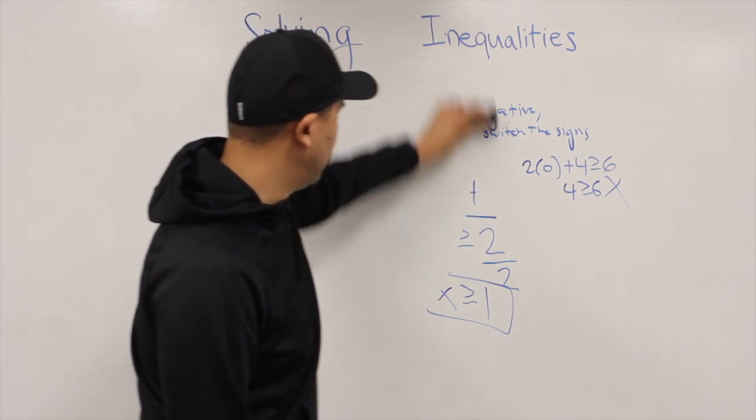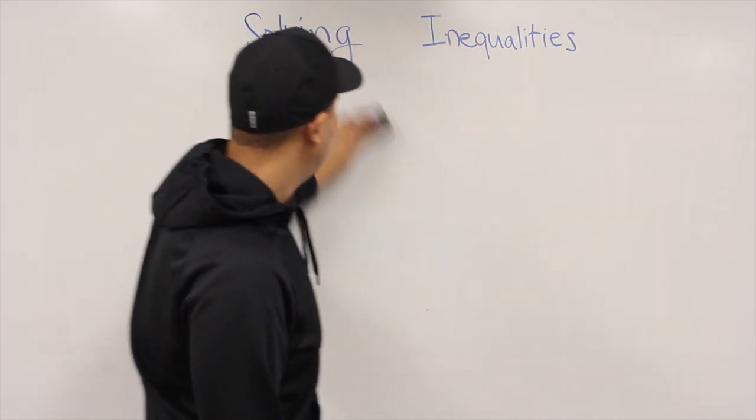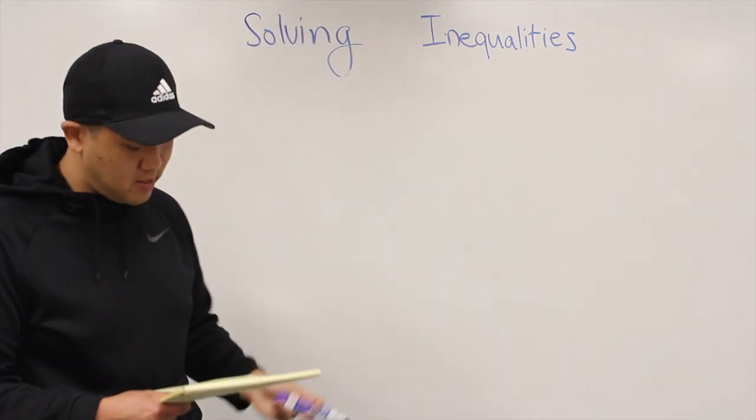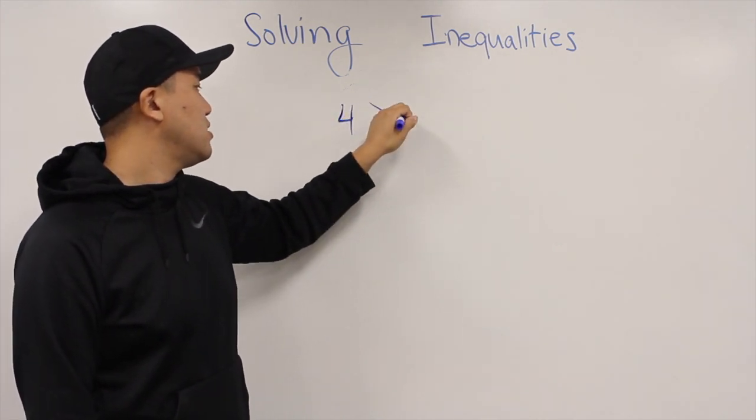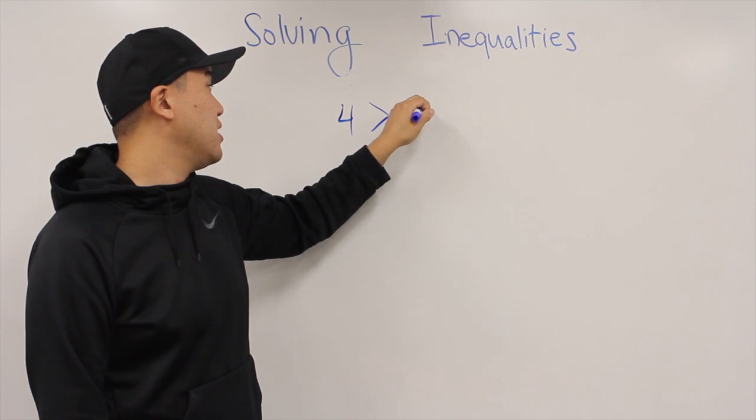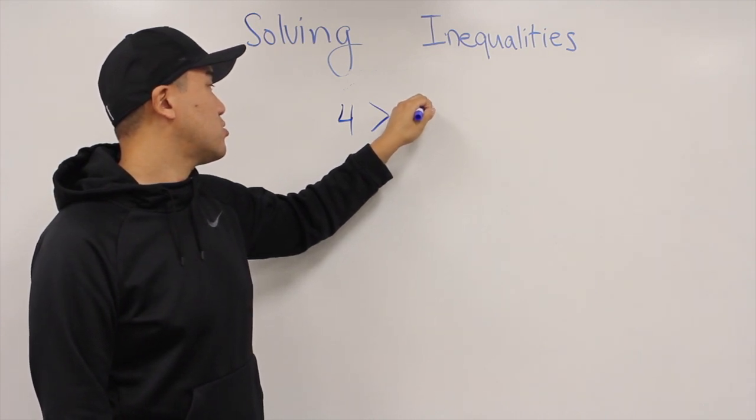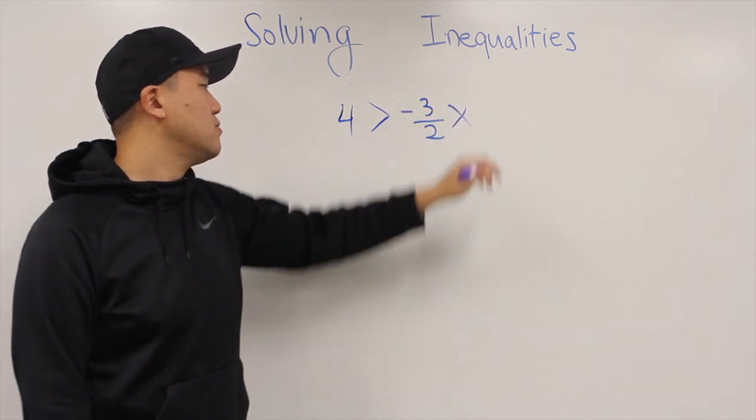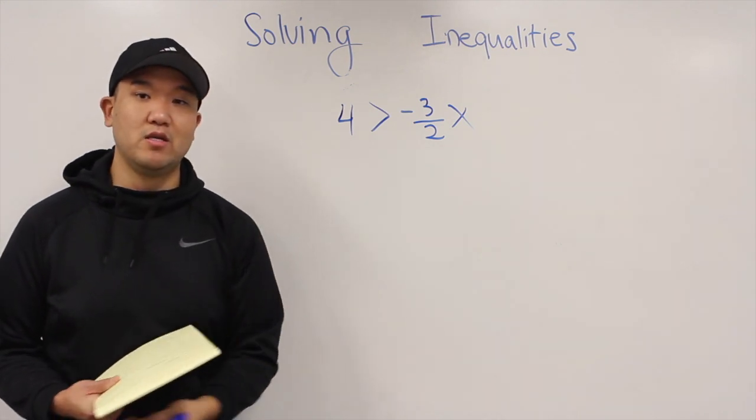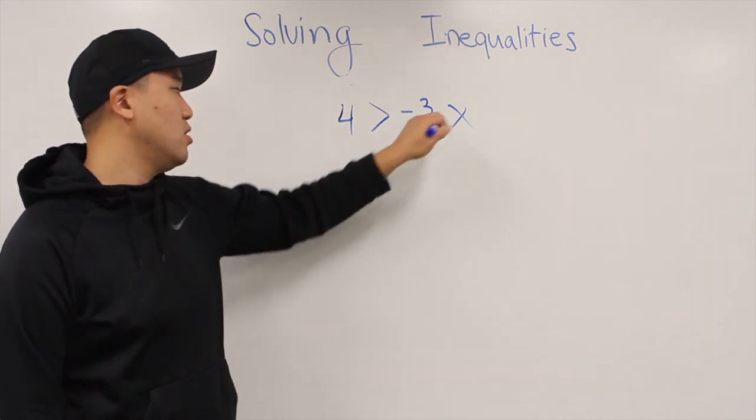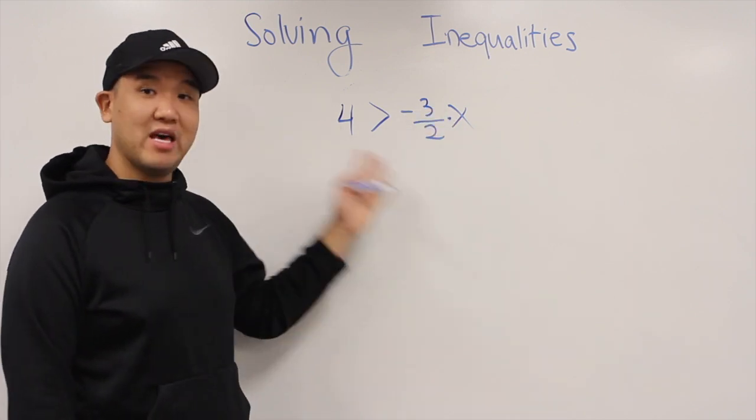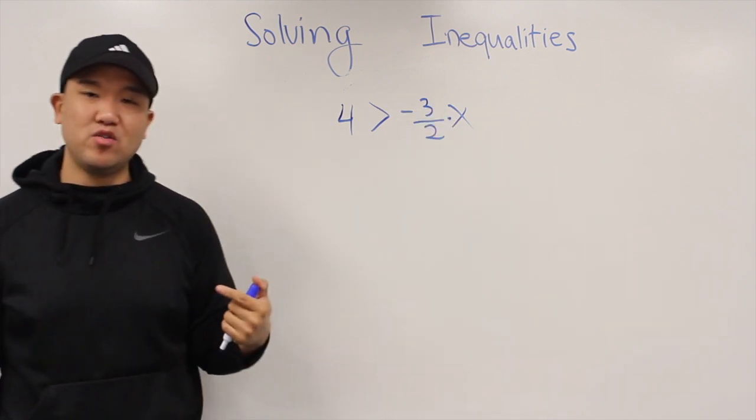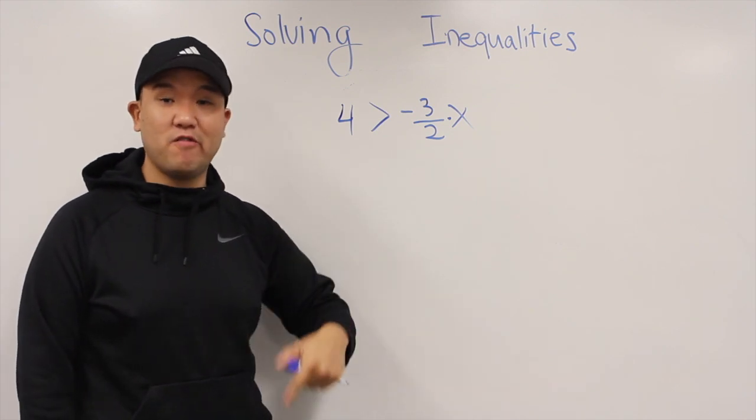Let's try one more example. These all work the same way. Let's try 4 is greater than negative 3/2 x. Your question is, how do you solve this? Well, is x by itself? No. It's times that fraction. So how do you get rid of a times a fraction?